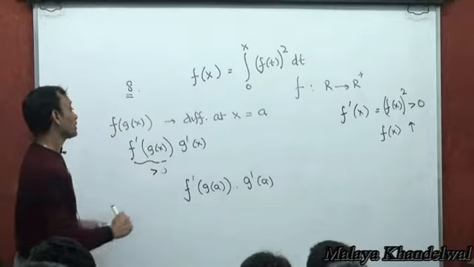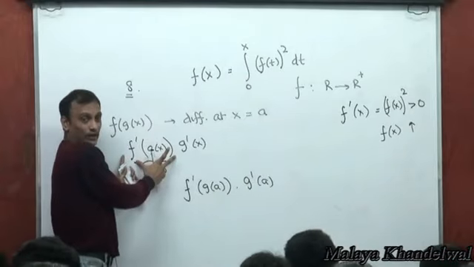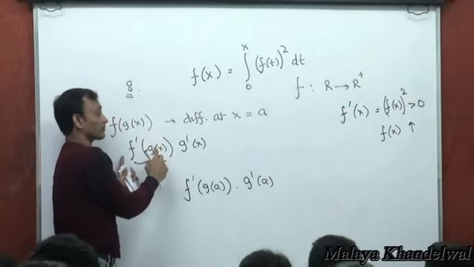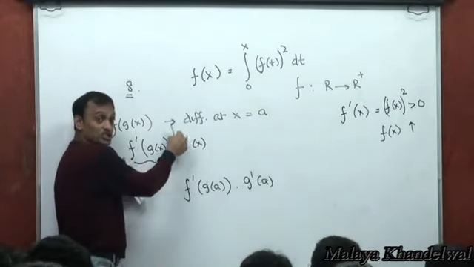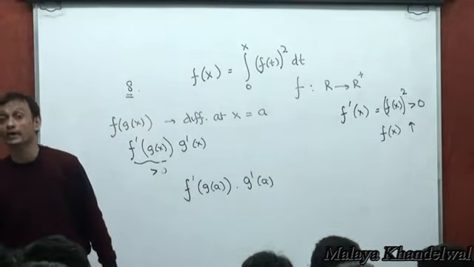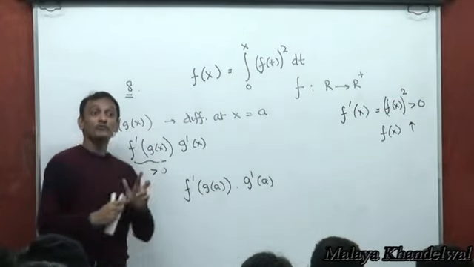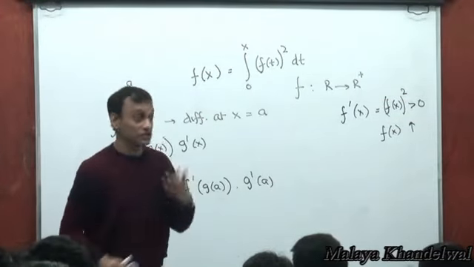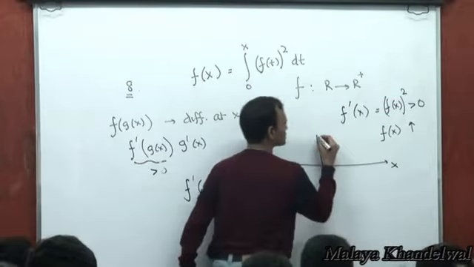It's possible that this is discontinuous at x equal to a. In fact, it's possible that g dash x is discontinuous at x equal to a, and yet the product could be continuous at x equal to a, provided this becomes 0. If you have a product of a continuous and a discontinuous function at a certain point, let's say, this is very important to understand.